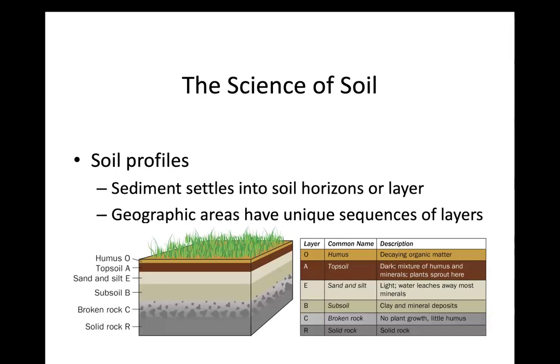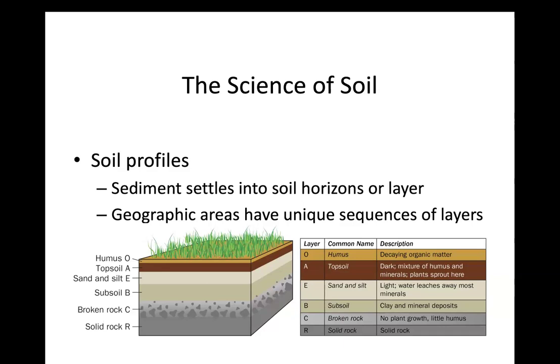So when we look at soil profiles, sand, silt, or clay that is deposited by wind or water is called sediment. Sediment on dry land will settle into soil horizons or layers that are more or less parallel to the Earth's surface. In this figure here, you can see the soil in each horizon has characteristic properties. The soil in a given geographic area will have a unique soil profile, or a sequence of layers. Each soil horizon within the profile is labeled with an uppercase letter, commonly O, A, E, B, C, or R, from top to bottom.